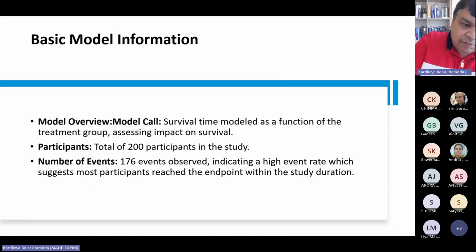Now, what does this 176 mean? 176 events were observed, indicating a high event rate, which suggests most participants reached the endpoint within the study duration. So it is saying that people have reached that state, meaning people have died even after having treatment. But what we are interested in is how these events are positioned with respect to those who have undergone treatment and those who have not.